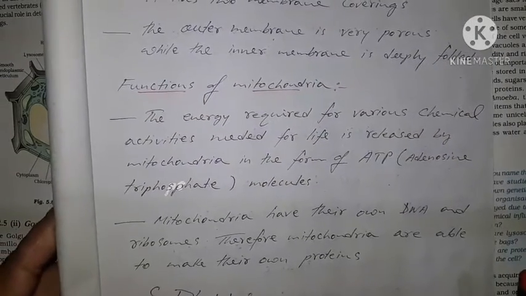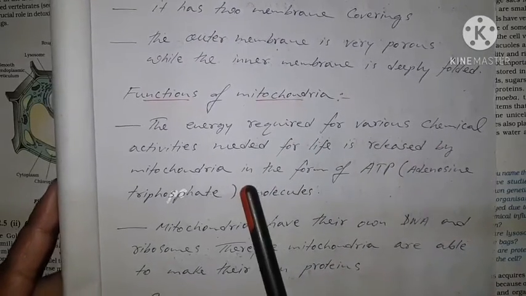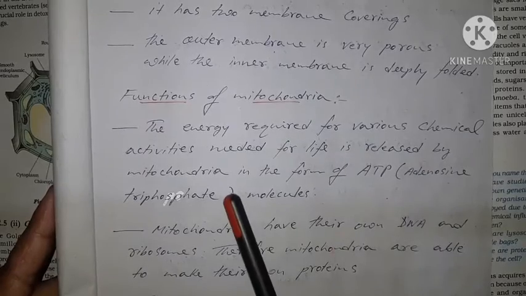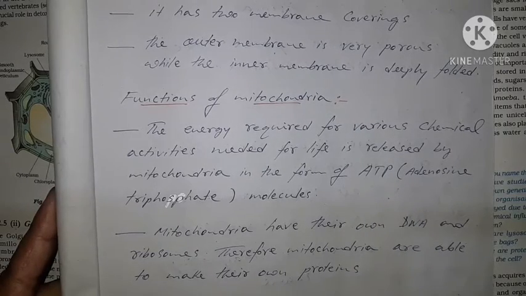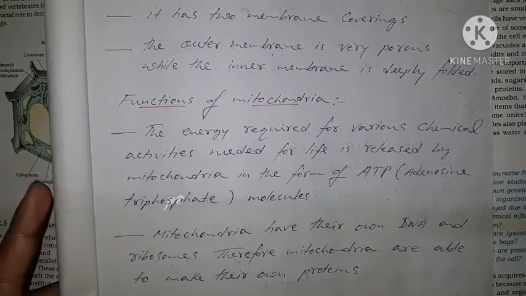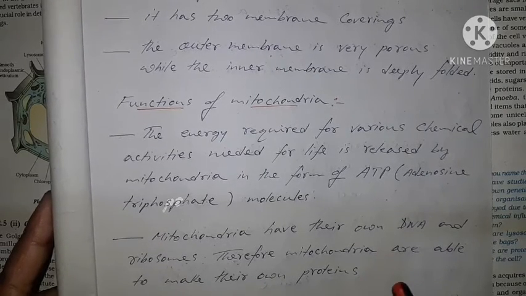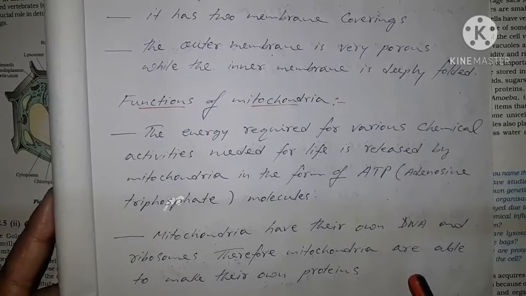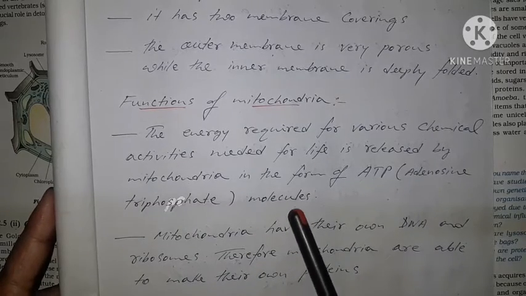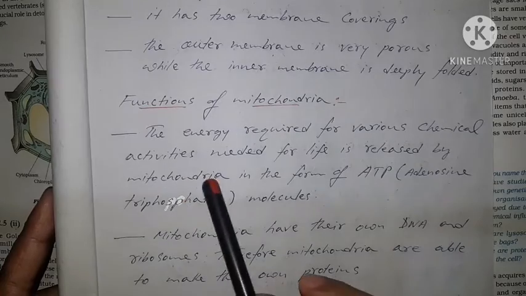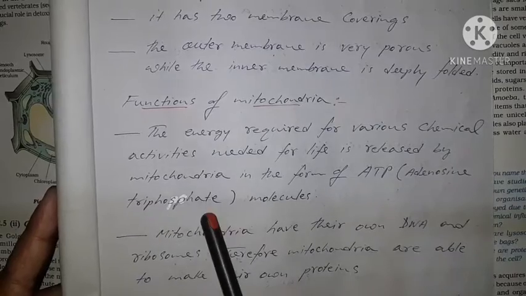Now the functions of mitochondria. The energy required for various chemical activities needed for life is released by mitochondria in the form of ATP. Whatever activities we do in a plant cell as well as in an animal cell, we perform different kinds of activities for life, and to perform these activities we need some amount of energy. This energy is released by mitochondria in the form of ATP. The full form of ATP is adenosine triphosphate.